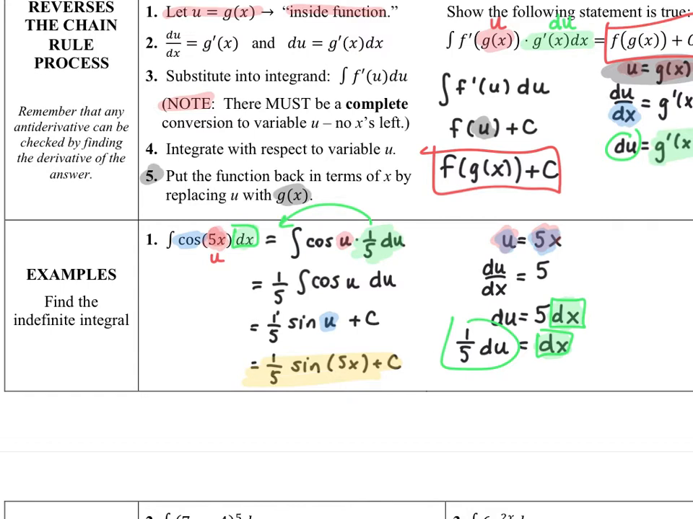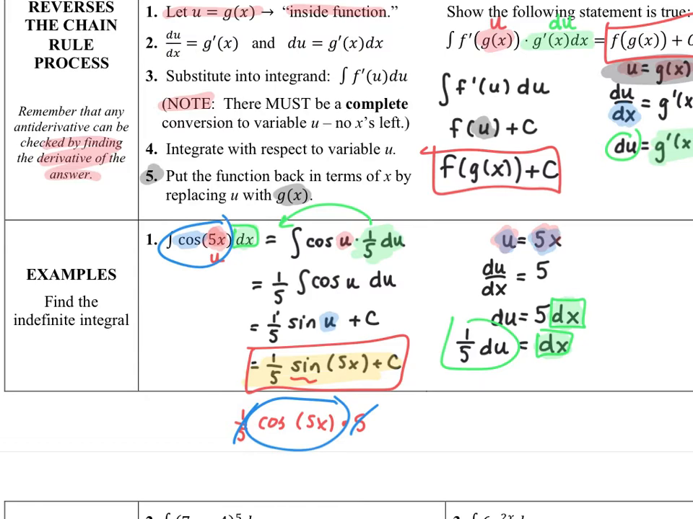Also, don't forget we can check any of these by finding the derivative of our answer. So on this one, I could just quickly do a derivative of this one. So I have 1/5. The derivative of the sine is cosine. Leave the inside alone, the 5x, times derivative of the inside, the 5. The 1/5 and the 5 will cancel each other out, and I get cosine 5x, and that's what that original problem was, which assures me my answer is correct.